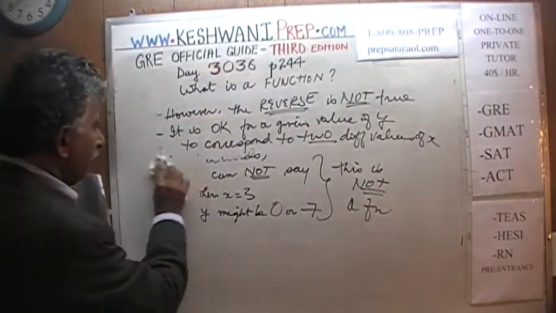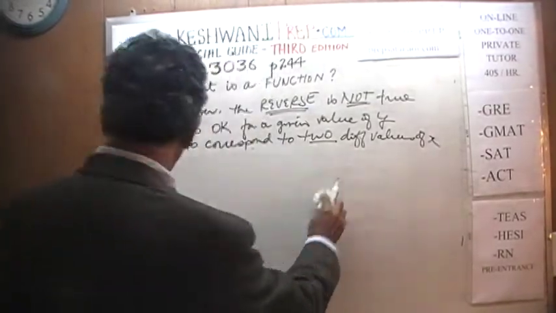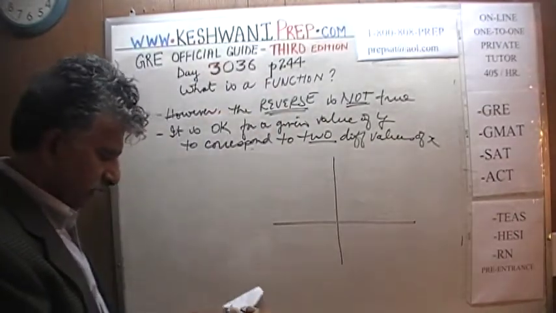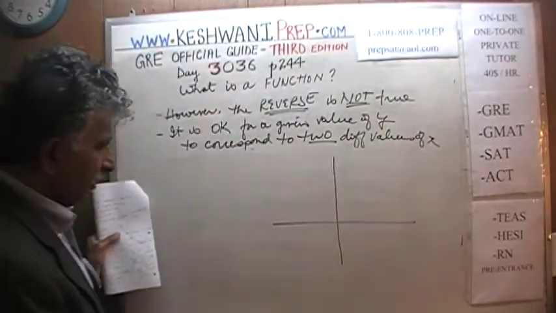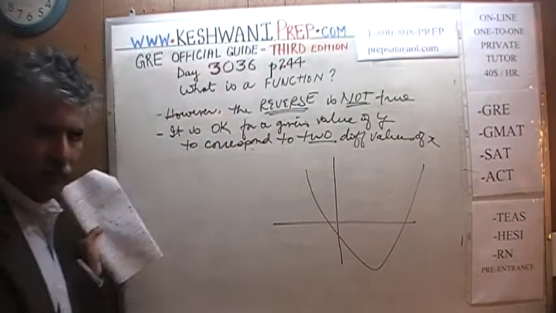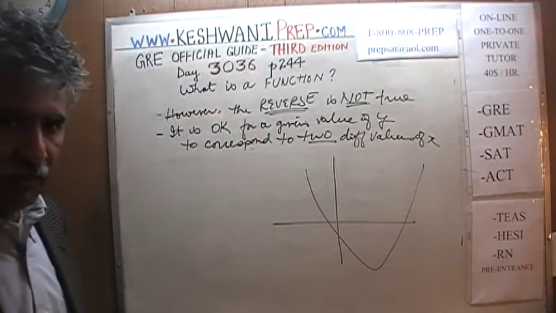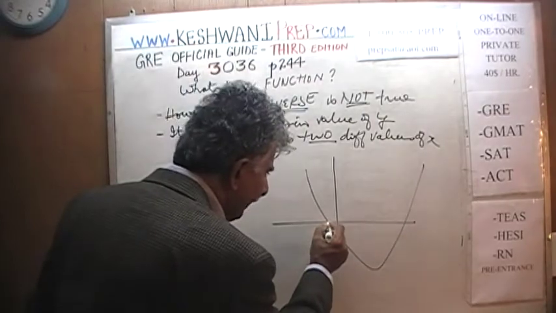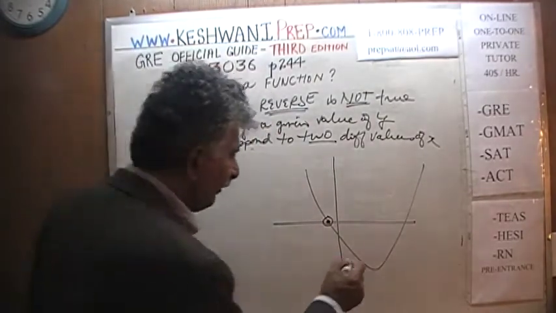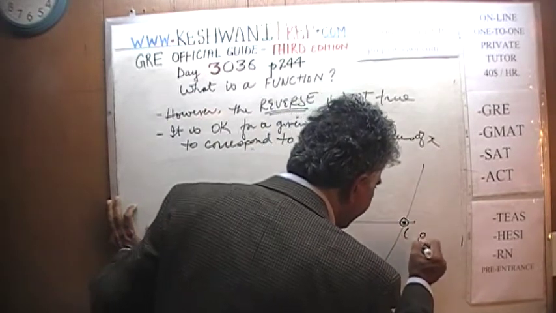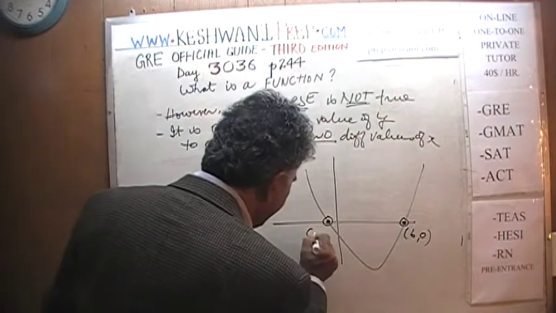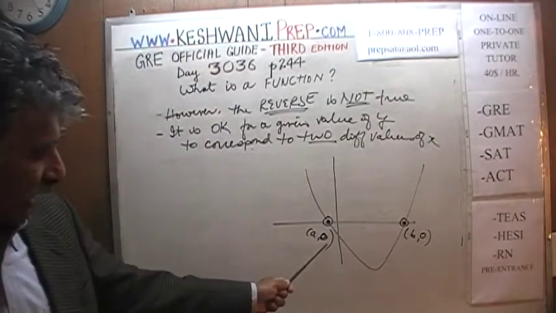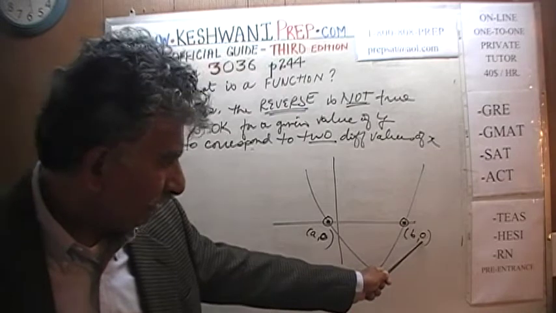I'm going to erase this bottom part. We don't need it anymore. Here is a very simple example. Let's take a parabola, and I'm just going to draw it freehand here. What do we notice? Not just one place, but several places. What's the value of y here? The value of y is 0. What's the value of y here? The value of y is 0, but here it's a different value of x. When the x coordinate here is a, y is 0. When the x coordinate is b, y is also 0.